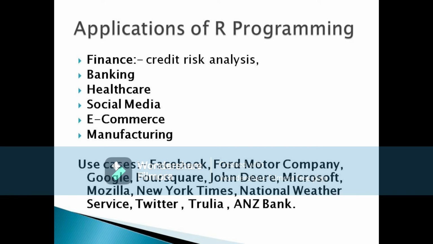Google uses R to calculate rate of interest on advertising campaigns, and to predict the economic activity, and also to improve the efficiency of online advertising. Then we have Foursquare company. This is for the recommendation engine. John Deere, already discussed. Then Microsoft. In Microsoft, we use R for the Xbox matchmaking service, and also as a statistical engine within the Azure machine learning framework. Then Mozilla.